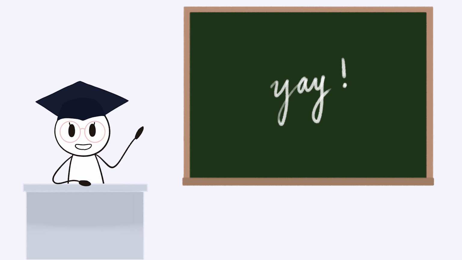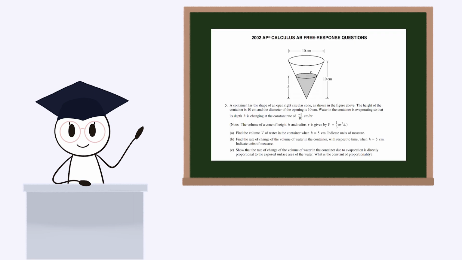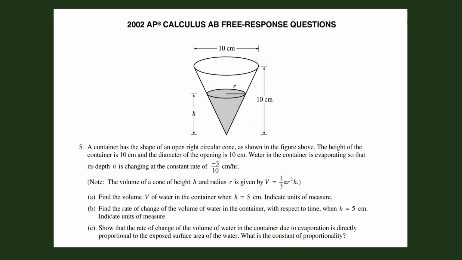Alrighty, now that we've gone over the basics of related rates, let's check out this FRQ from the 2002 AP Calculus A/B test. A container has the shape of an open right circular cone as shown in the figure above. The height of the container is 10 centimeters and the diameter of the opening is 10 centimeters. Water in the container is evaporating so that its depth h is changing at a constant rate of -3/10 of a centimeter per hour. As you can see, the problem gives you a note saying that the volume of a cone of height h and radius r is given by v equals 1/3 pi r squared h.